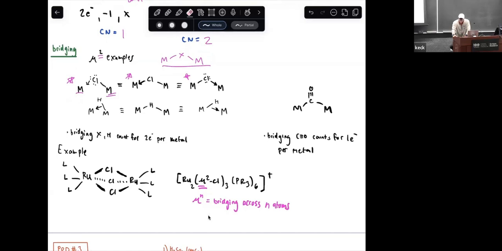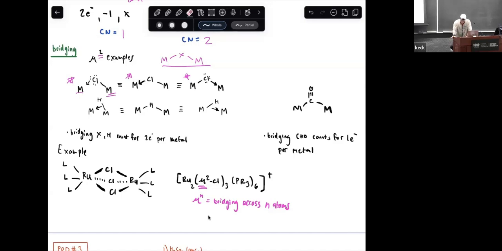And so, whereas in the examples on the left, in terms of electron counting, you can count them as denoted in this top right example. You can count an X-type ligand for one metal and an L-type ligand for another metal. In either case, you're getting 2 electrons per interaction per metal.